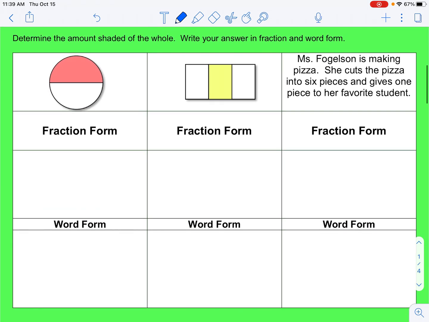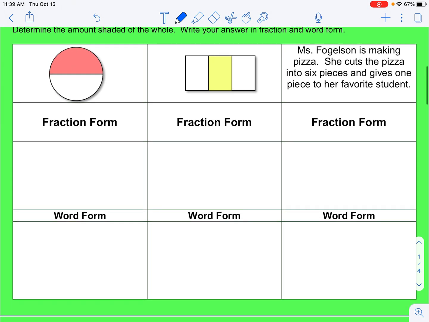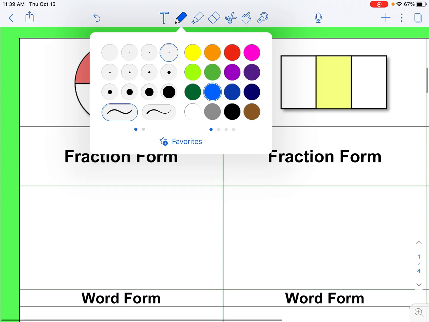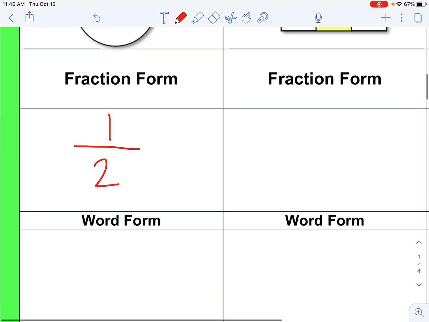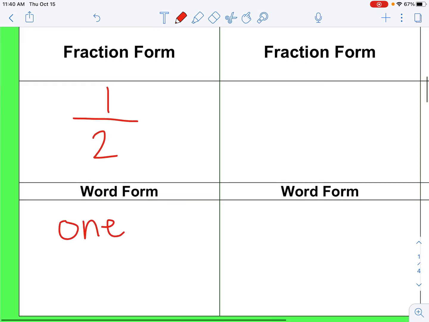Alright, now we're going to look at this bottom part. Now we are going to determine the amount shaded of the whole and then write our answer in fraction and word form. Okay, so let's look at the first one. I see a picture with 2 parts, and how many parts are shaded in? 1. So my top number is 1 part shaded in, my bottom number is 2 parts altogether. So my fraction is 1/2.